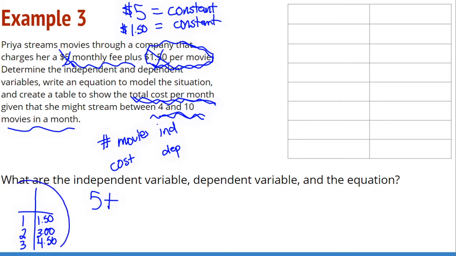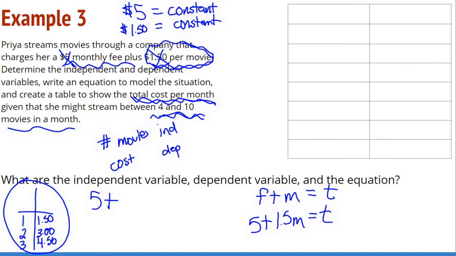So this is the cost of the movies. The total cost of her subscription is the flat fee, the $5, plus the cost of the movies. The flat fee doesn't change, but finding the cost of the movies, I'm taking $1.50 and I'm multiplying it by every one of the movies that she watches. And if I add those together, I will have her total cost for the month.